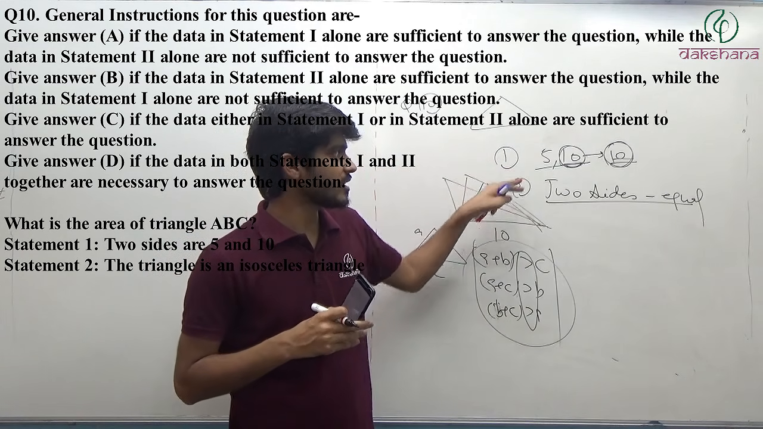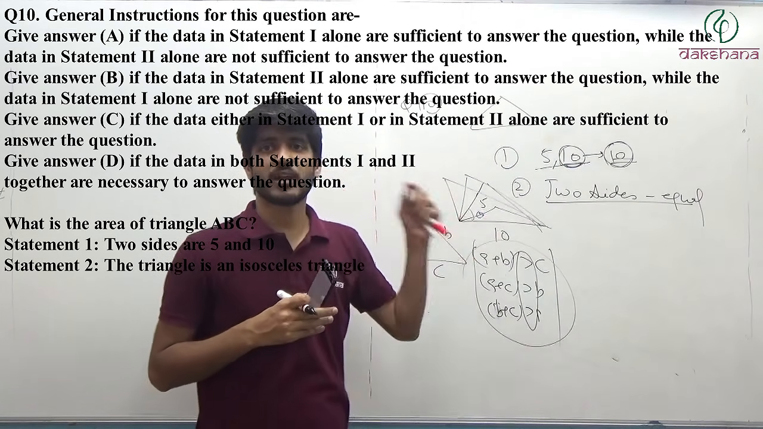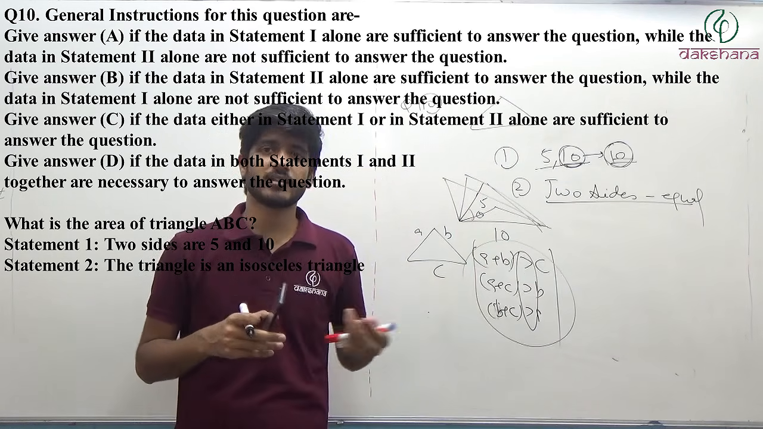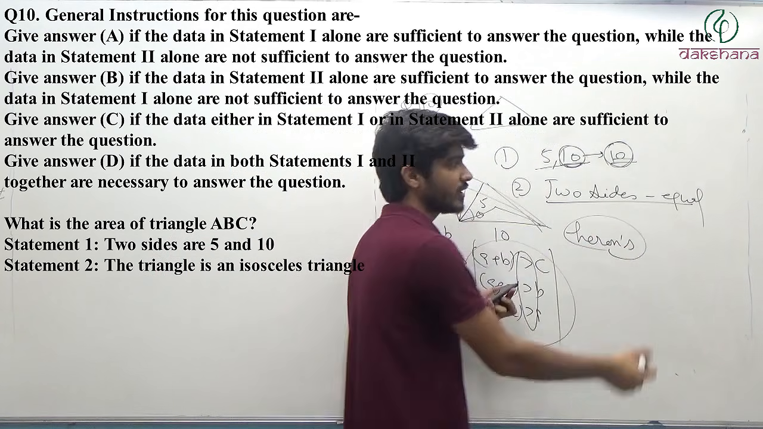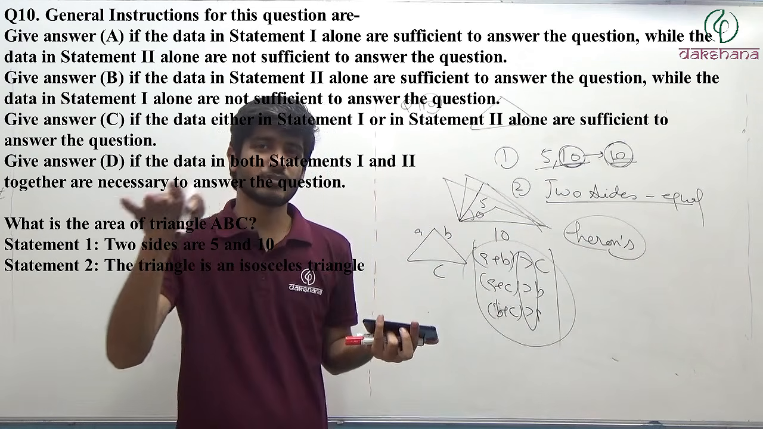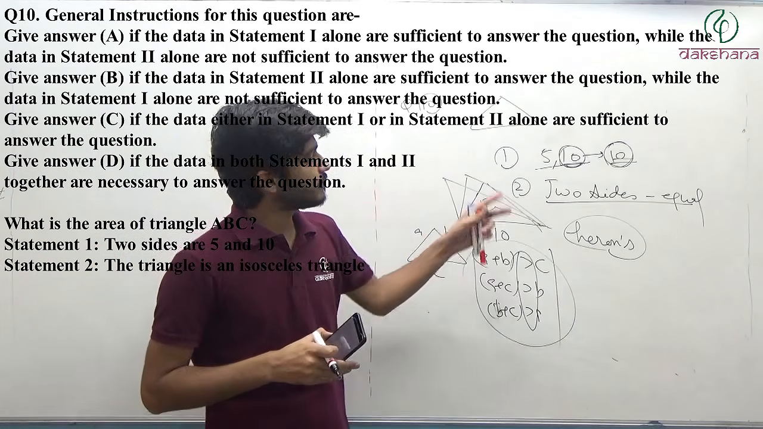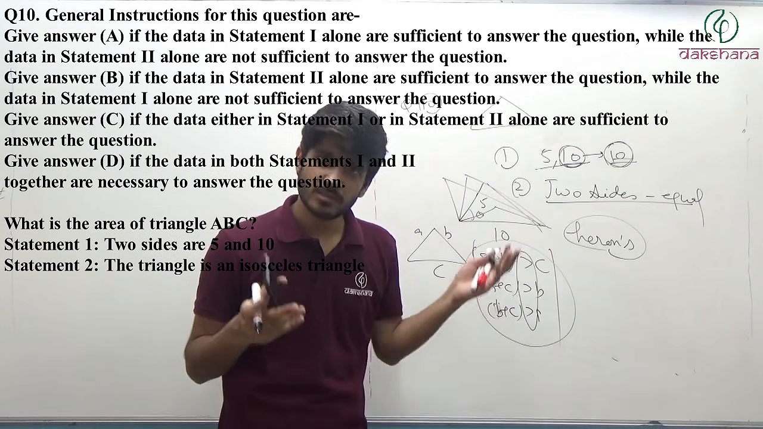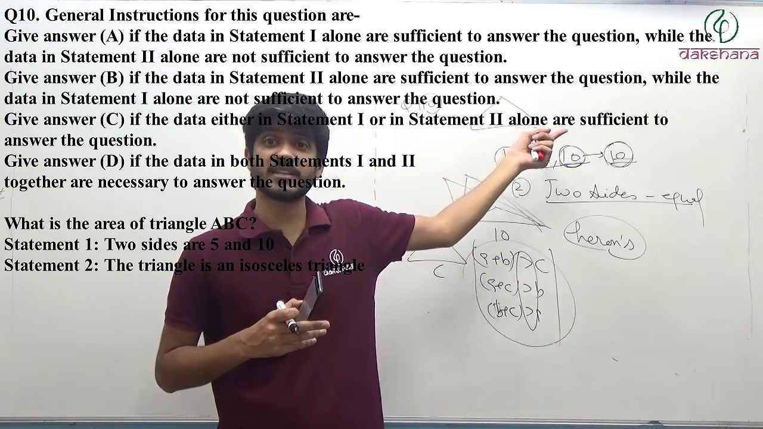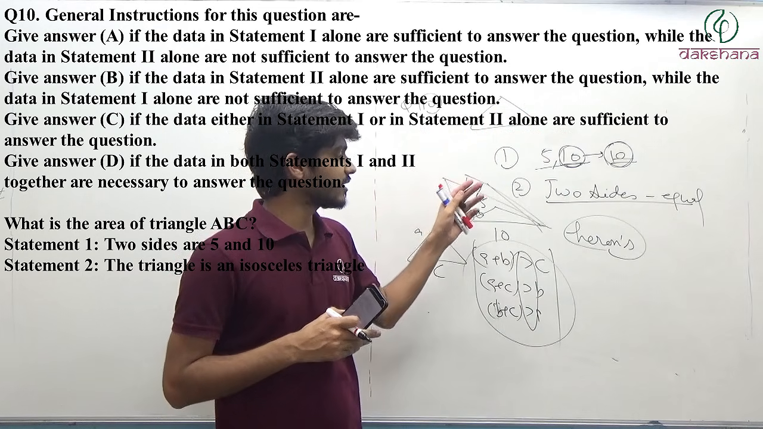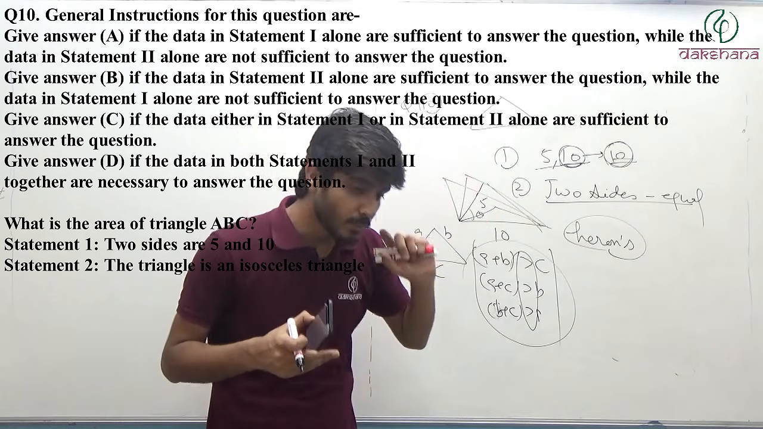If these two pieces of information are given and the two sides are 5 and 10, then the third one has to be 10. Now if you know three sides of the triangle, you can always apply Heron's formula and calculate the area. You find S equal to A plus B plus C by 2, and then the square root of S times S minus A times S minus B times S minus C. Or you can apply some other method, that's fine. But yes, now we can find the area of the triangle. But you need both pieces of information. Even if you take the first one, you cannot find it. If you take just the second one, you cannot find it. You need both of them.